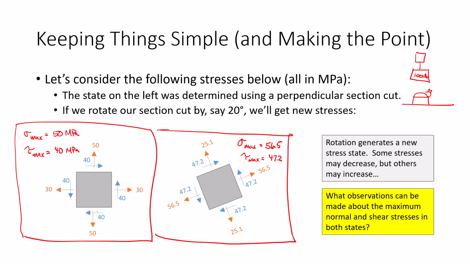All right. So the point I'm making is that when you rotate from one stress state to another, some stresses may go up, some stresses may go down. Like we went from 50 and 30 to 25.1 and 56.5. So some increase, some decrease. But again, when I look here, what observations could be made about the maximum? Well, we went from here to the worst case stress state.